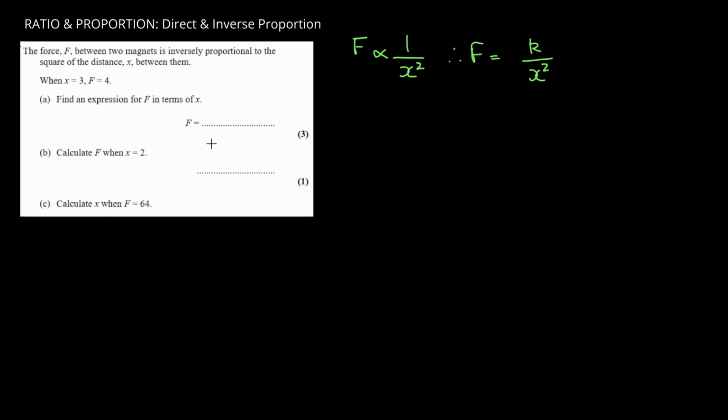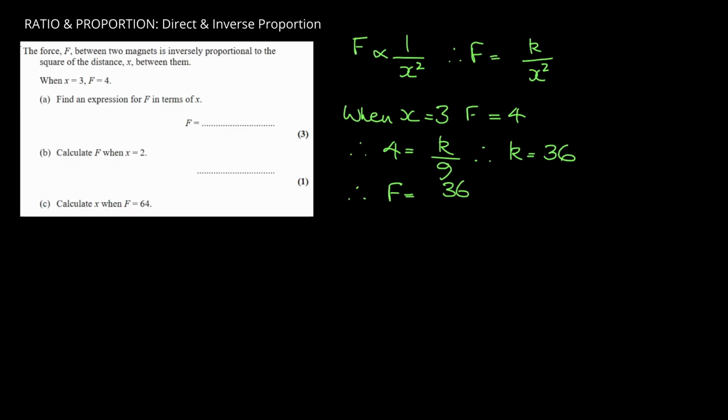So now the question gives us an example of the relationship between F and x. When x equals 3, F equals 4. So I can substitute x and F into our equation and find the value of k. Therefore, 4 equals k over 9. So therefore, k is equal to 36. So our equation becomes F equals 36 over x squared. And that's the answer to part A. And that's the equation we're going to use for any subsequent parts.